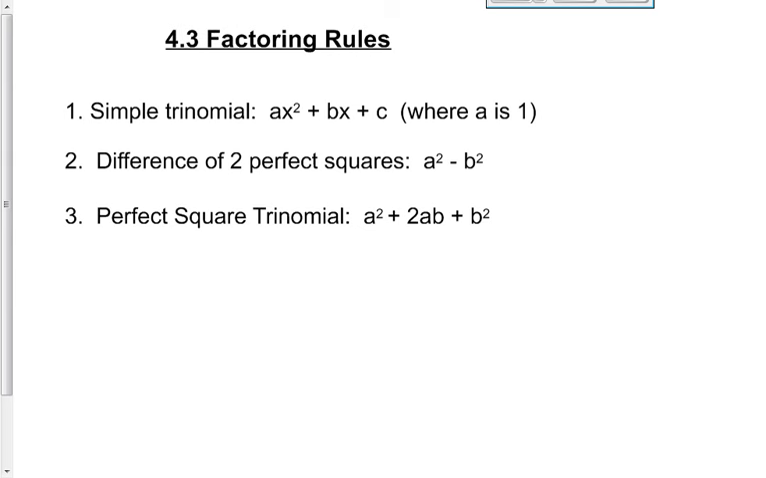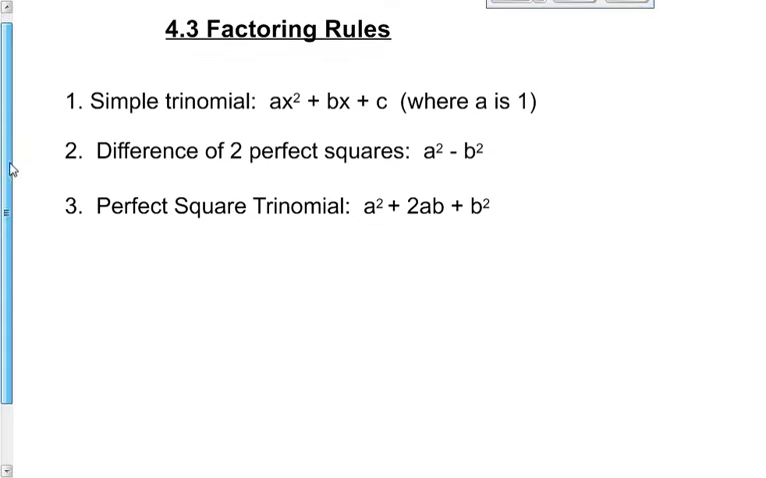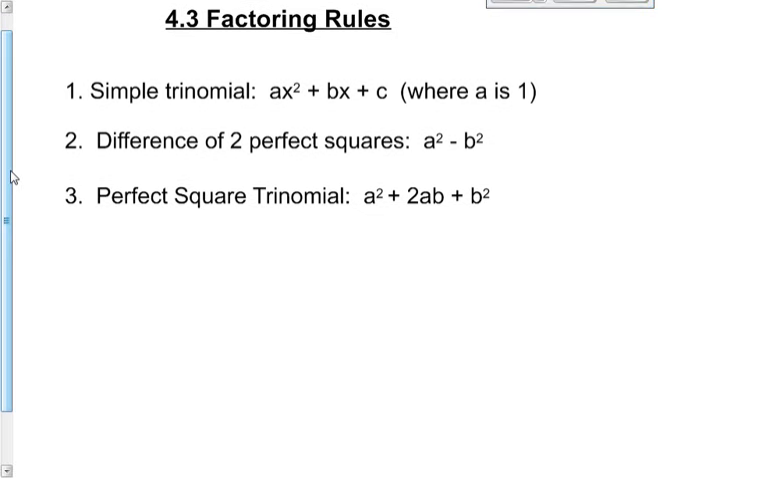We'll spend a lot of time looking at the reviewing of factoring rules in this particular section 4.3. First up, we have what's called a simple trinomial. A simple trinomial is where your A term is 1. You're looking for numbers that will multiply to give you the back term, and add up to give you the middle term, the B term.